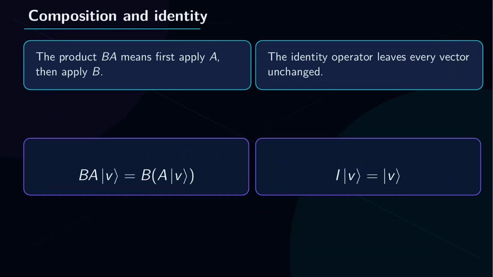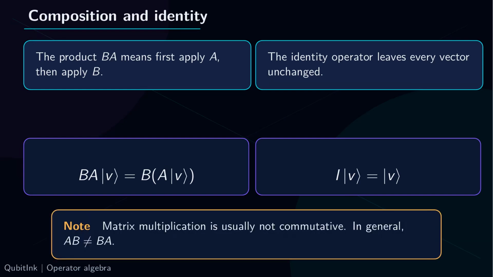Operator multiplication represents sequential action. In B A ket V, A acts first and B acts on the result. The identity operator does nothing and leaves every vector unchanged. Order matters. Matrix multiplication is generally not commutative, so AB and BA can describe different transformations.